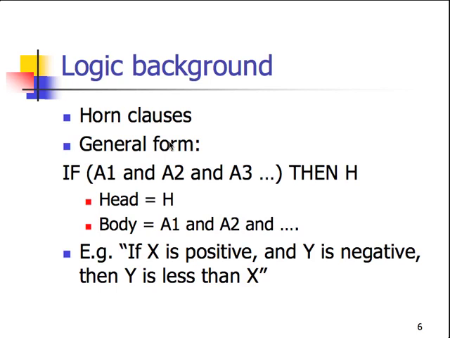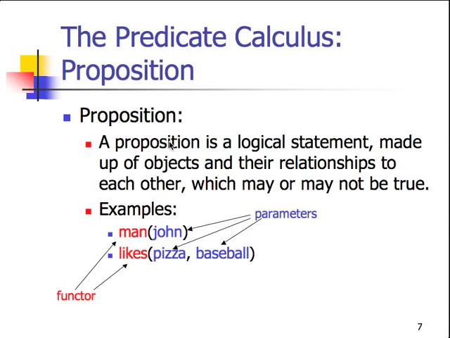So if A1 and A2 and A3, then H. We have the head being H, and the body being A1, A2, A3, whatever happens to be enclosed. An example is, if X is positive and Y is negative, then Y is less than X. We put a bunch of statements in there like that, basically stating the facts, and then we state the rules associated with it, and then we ask Prolog questions.